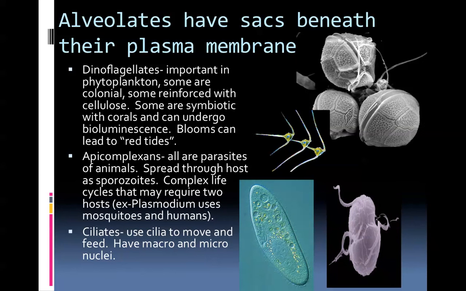Alright, so the next general group of protists that we're going to look at are the alveolates, and they're special because underneath their membranes they have tiny air sacs. The name alveolate may be familiar to you if you remember the alveoli, the little tiny air sacs in the lungs, and that's where the name comes from. It's similar to that.